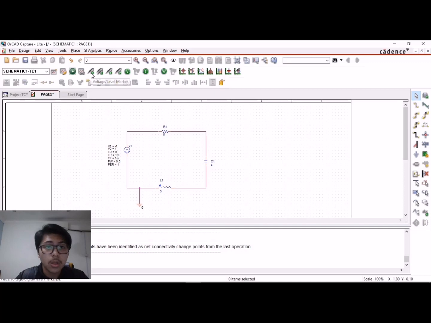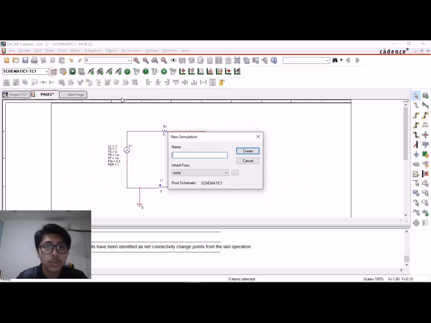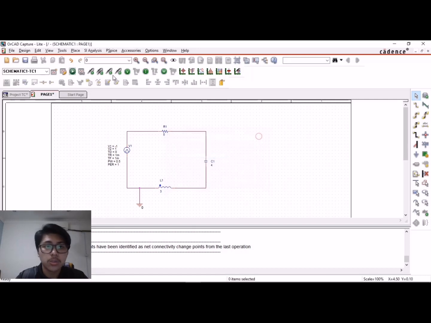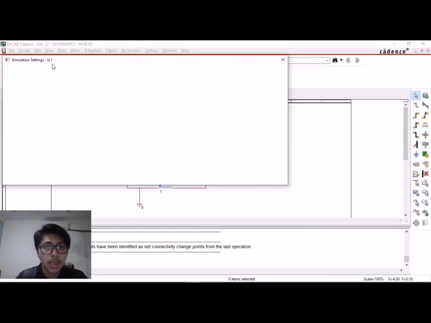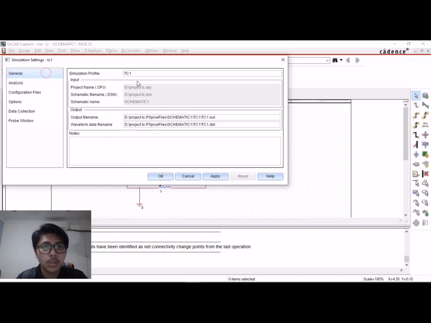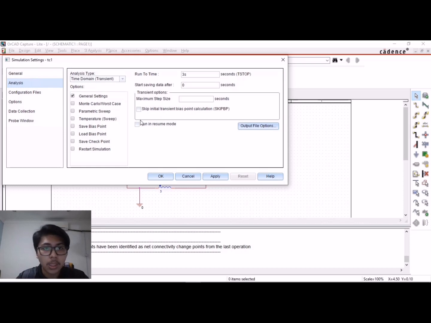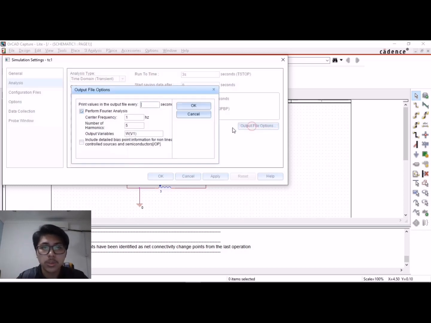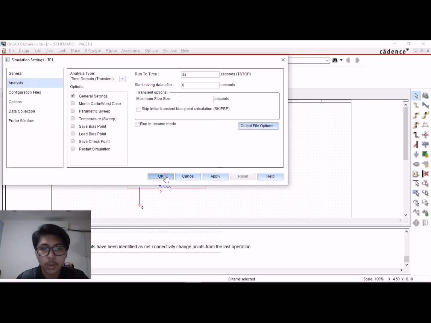Alright, to get the values, firstly, we need to create the new simulation profile, which you can give any name for your file. I will put my name as TC project. So after that, I have already done the new simulation profile. So my simulation profile is TC1. Then from here you can get the output file, where you need to put what you want to measure. So first, let's measure the V1, which is V in. Click OK, apply, and OK.